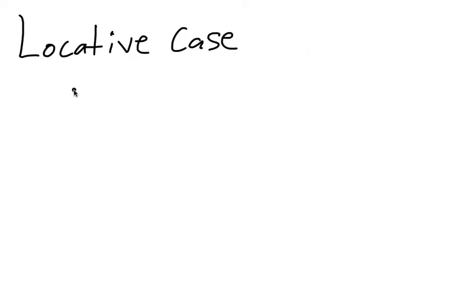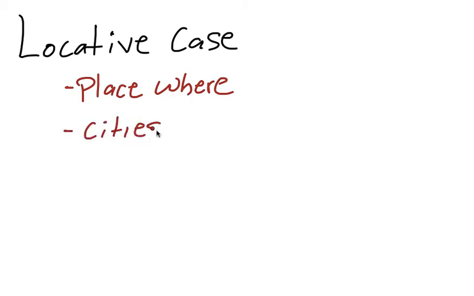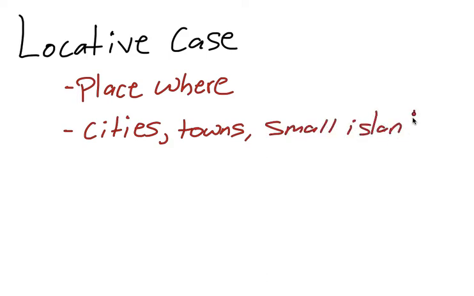Alright, the locative case is used to show place where, so it's similar to an ablative, and it's used with specific types of words. It's used with cities, towns, and oddly enough, small islands. Okay, so cities, towns, or small islands, and it's also used with a few select words.